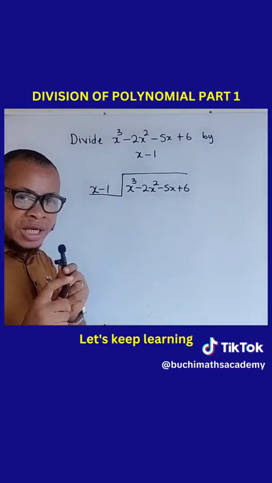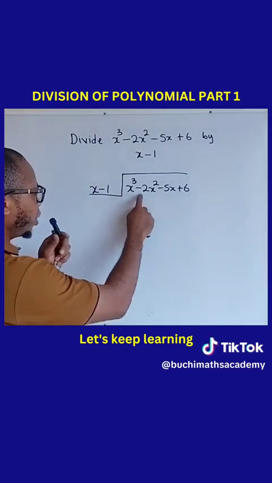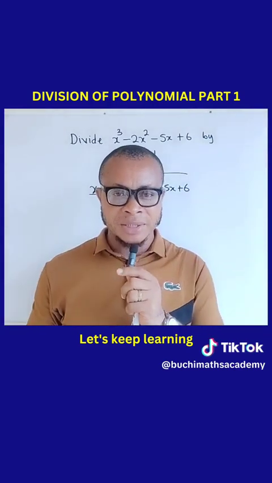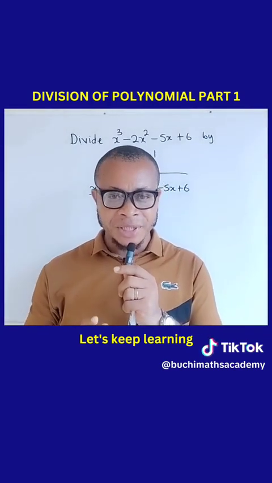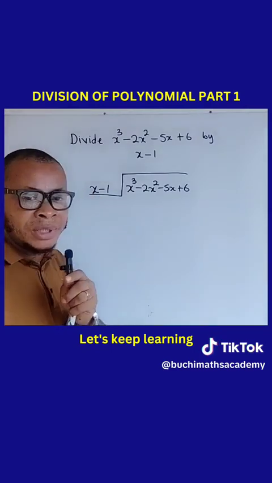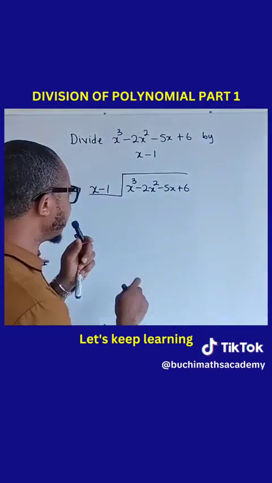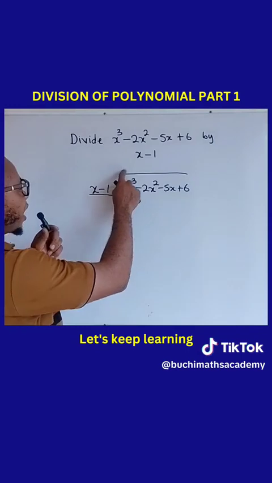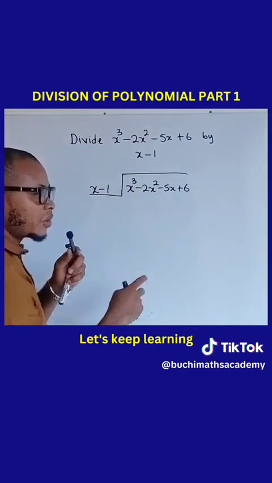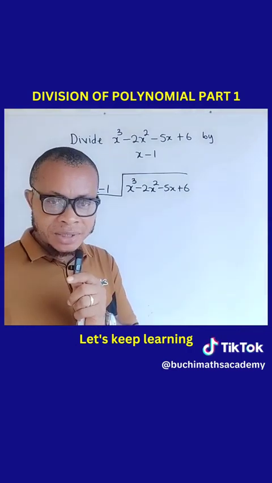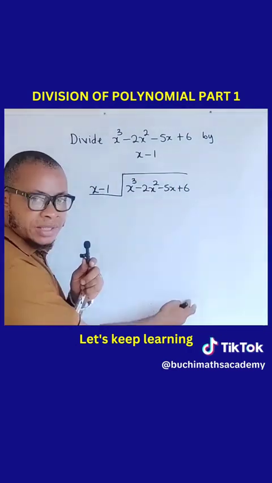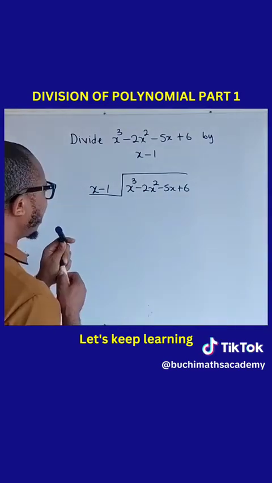Now, let me explain to you. This polynomial which we are going to divide is called the dividend, while the term dividing it is called the divisor. So this is the divisor. Then the answer or the result we get from this division will be called the quotient. Then if there is any remainder, we will see it. All right. Now let us divide.